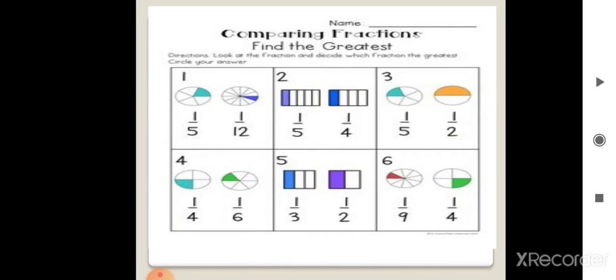This page is an assignment for you, and we will check it at the next session.